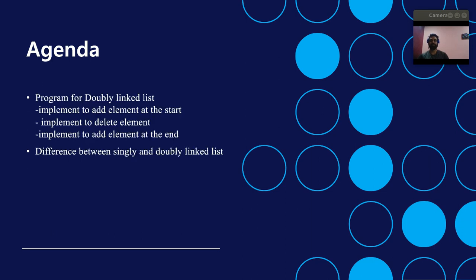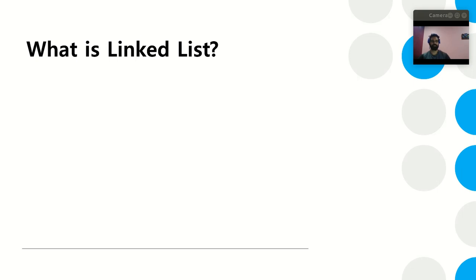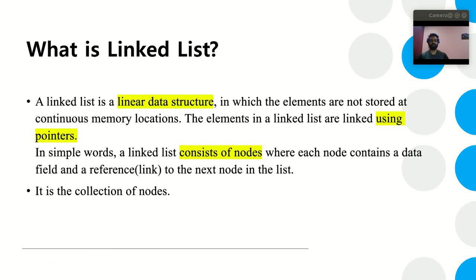First, we will discuss what a linked list is. Basically, a linked list is a linear data structure. What do we mean by linear data structure? It means the elements are stored in a sequence in memory. In this, the elements are not stored at contiguous memory locations, but can take any reference, though it will be in a sequence. The elements in a linked list are linked using a pointer, or a reference of the address.